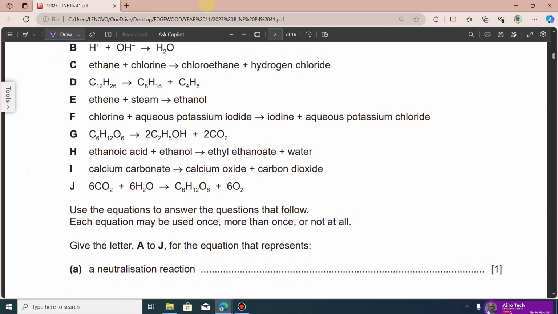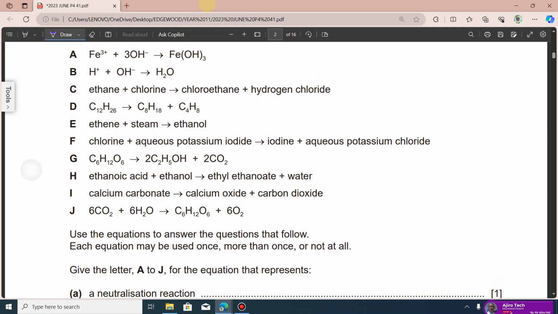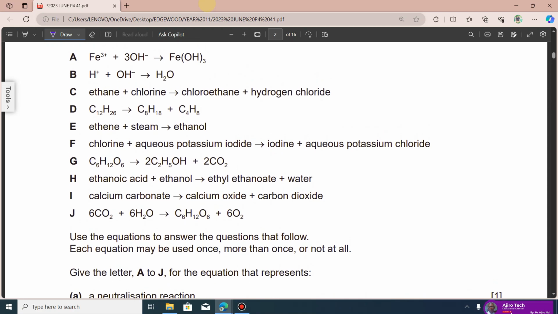The first one says, which of them is a neutralization reaction? If you can recall, a neutralization reaction is a reaction between an acid and a base or an alkali to give salt and water. So this is what occurs in a neutralization reaction.